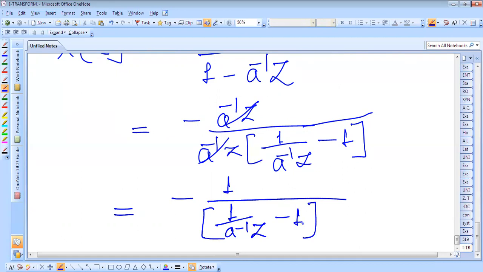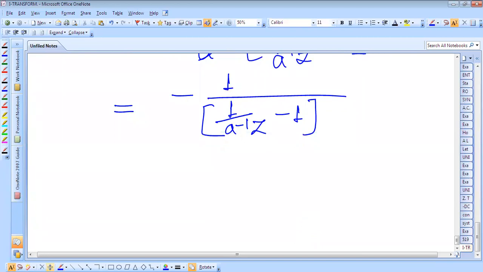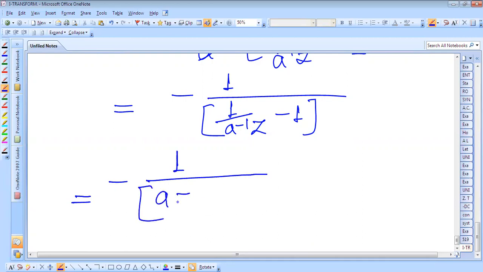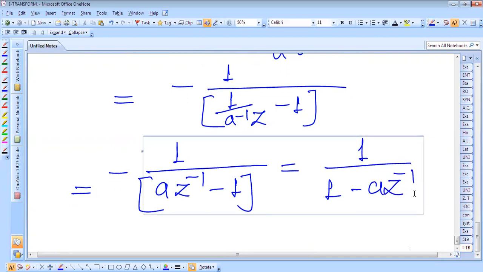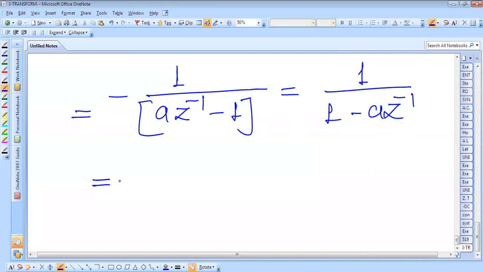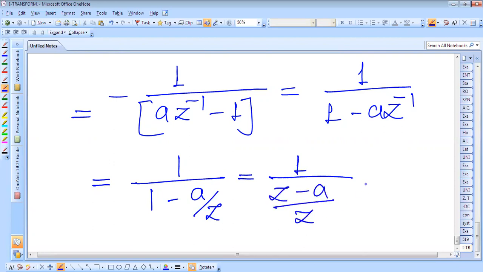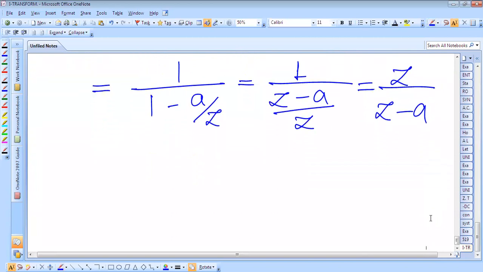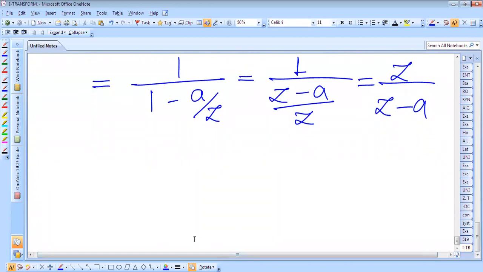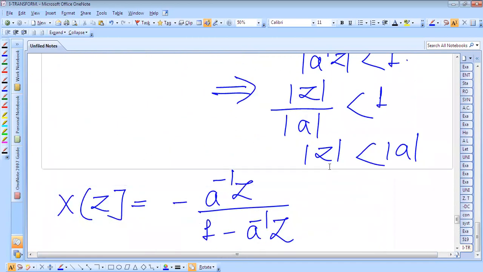Okay. Now here we can also write like this, minus 1 over a z raised to power minus 1 minus 1, and this we can also write as 1 over 1 minus a z raised to power minus 1. And this becomes 1 over 1 minus a over z, that is z over z minus a. Here the ROC is magnitude of z is less than a.